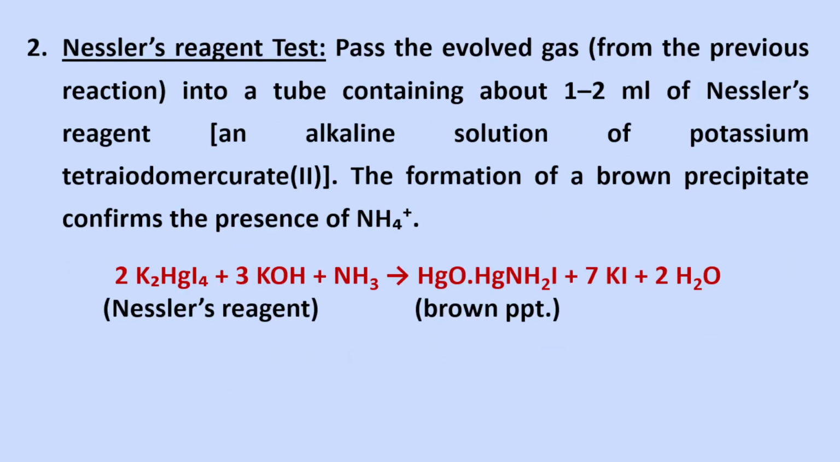Test number 2, using Nessler's reagent. Now pass the ammonia gas released from the earlier reaction into a test tube containing 1 or 2 ml of Nessler's reagent. Nessler's reagent is an alkaline solution of potassium tetraiodomercurate. If a brown precipitate is formed, that's a positive test for ammonium ion.